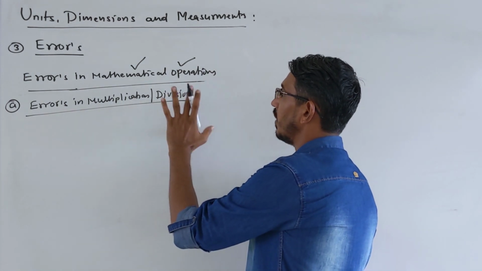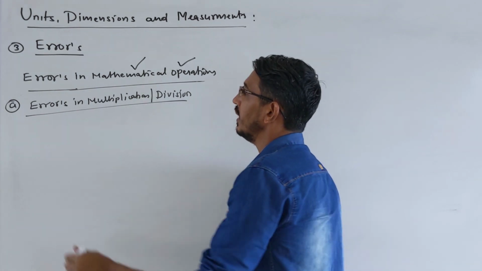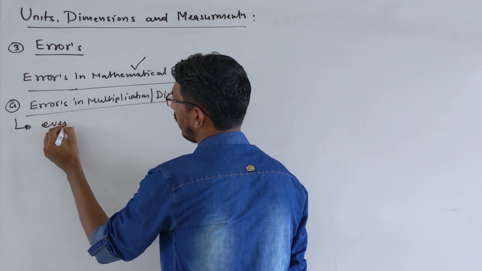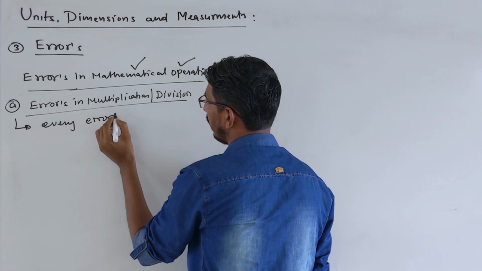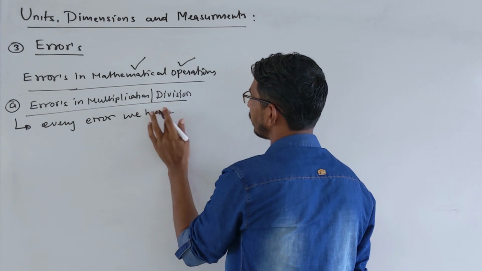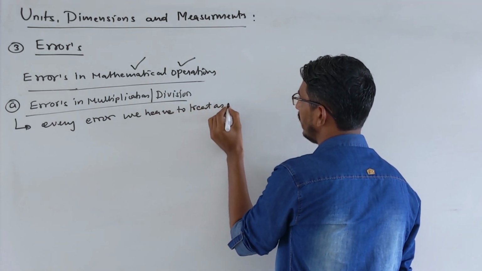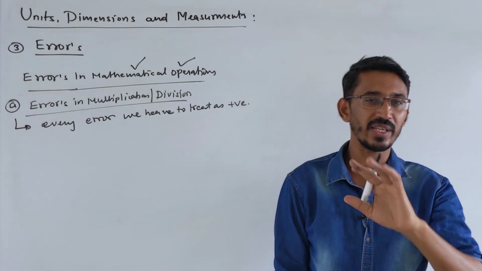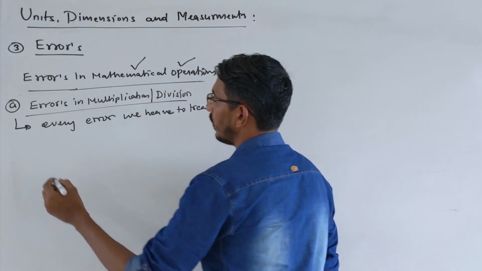The first topic we are talking about is the errors in multiplication and division, and once more I am telling the tricks, okay? Let's see. Trick number 1, every error we have to treat as positive, right? Yes. Yes or no? Everything we have to call positive. Even if a negative error is given, minus 2%, but in calculation we write what? Just plus 2%, right?